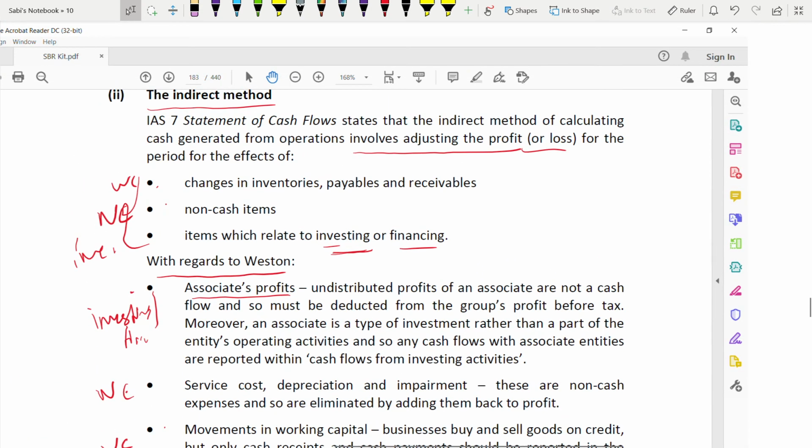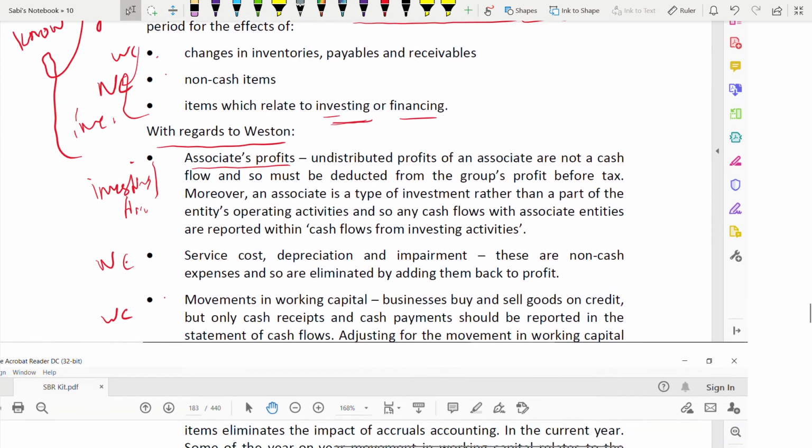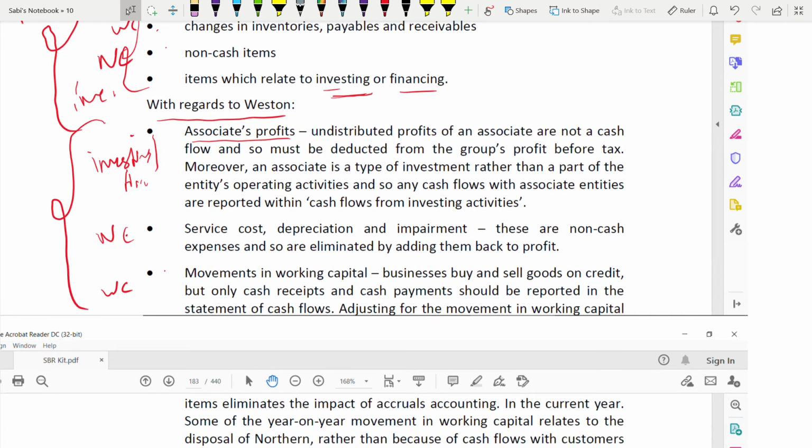From here on, let me tell you, this answer is divided into 2 parts. This part is your pure knowledge of IAS 7, applying from the textbook. And this part is your application, where you apply to the case study from here onwards. First you give the knowledge, then you apply.